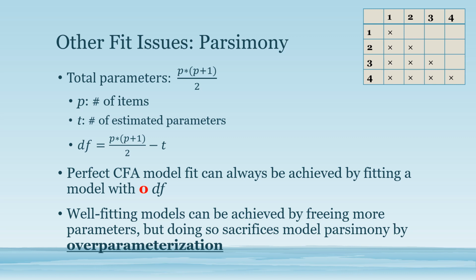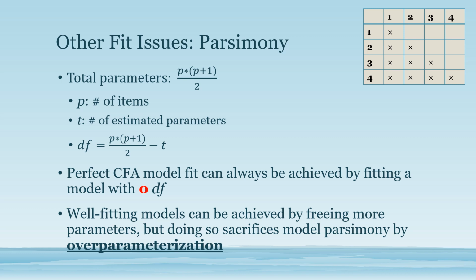Another fit issue is the parsimony of a model. That is, our model should be simple and parsimonious. When we have p number of items, the total parameters we can estimate equals p multiplied by p plus 1, divided by 2. For example, when we have 4 items, the overall number of parameters we can estimate is 4 multiplied by 5 divided by 2, which is 10 parameters.